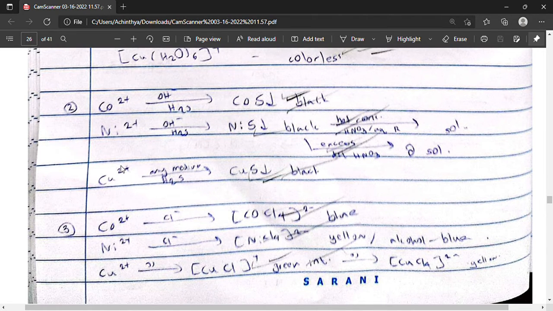Copper 2+, however, is unique because it can react with hydrogen sulfide in any medium, acidic or basic, and it also forms a black precipitate, copper sulfide.